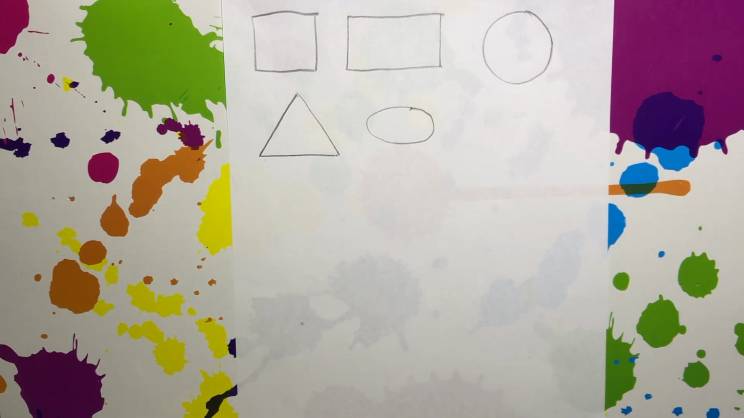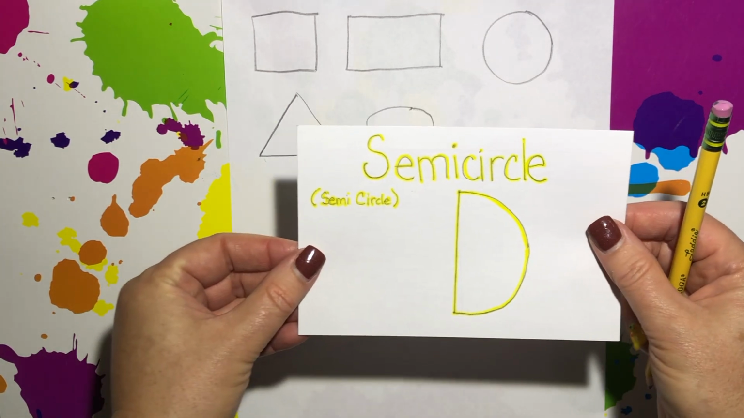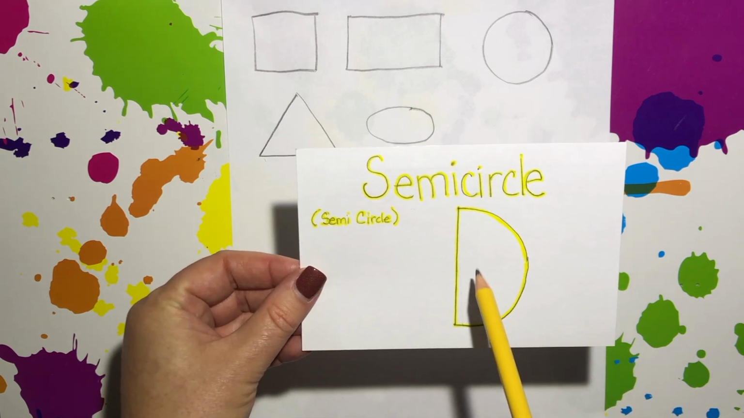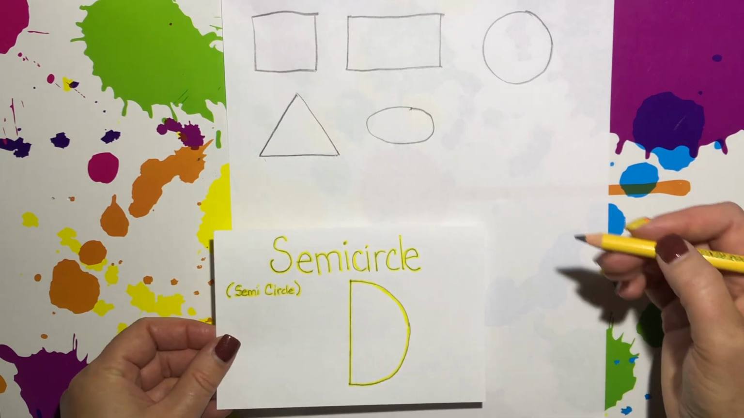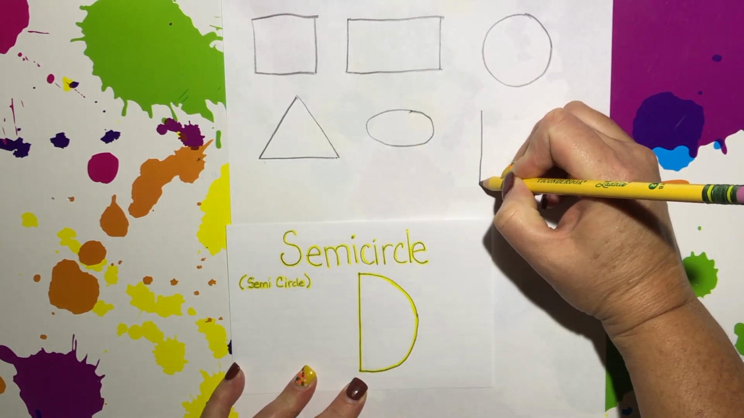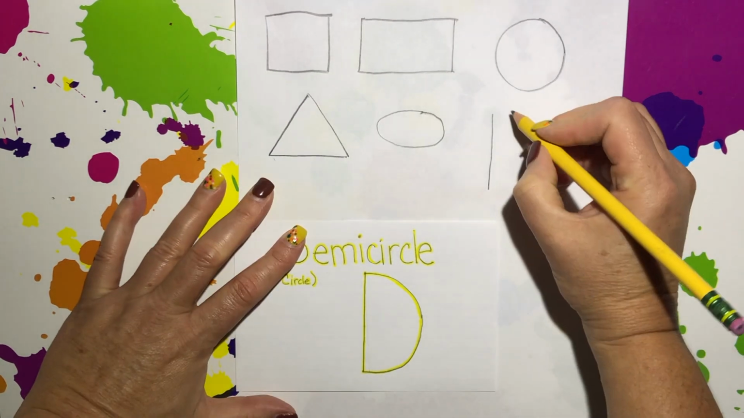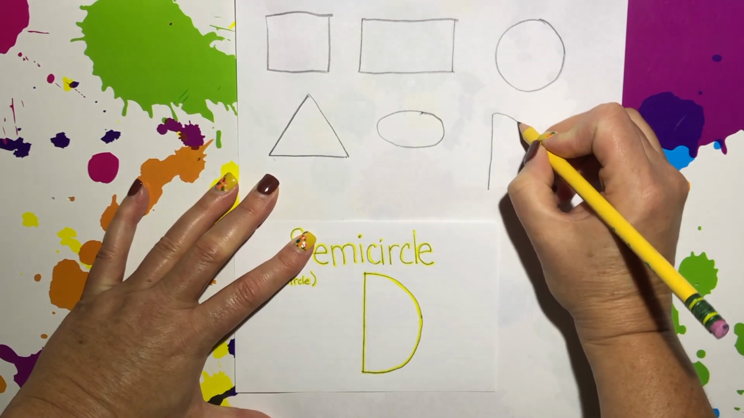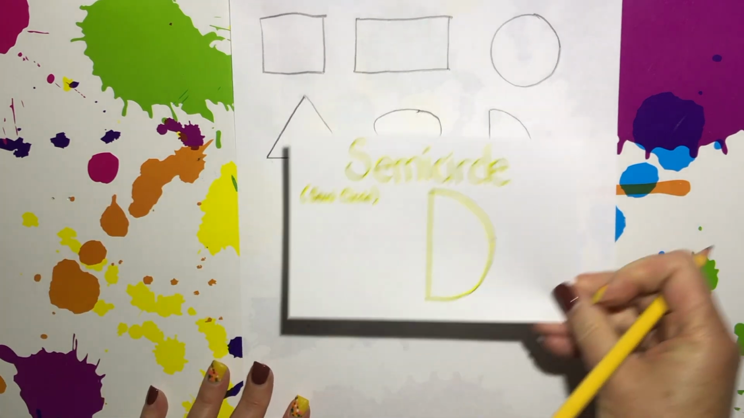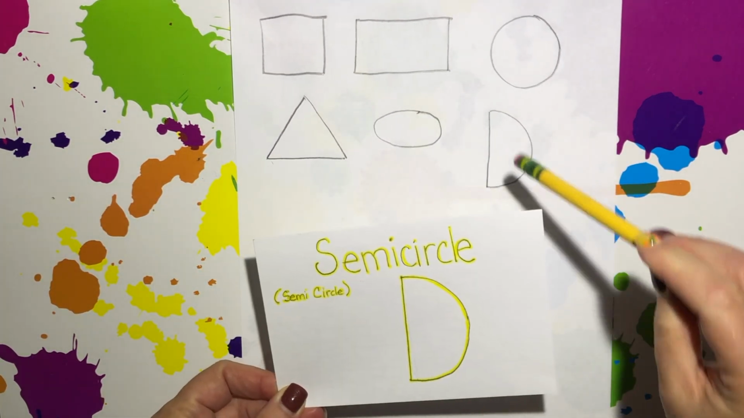The next type of shape we're going to draw is going to be a semicircle. A semicircle is half of a circle. So to create this, you're going to draw a straight line down, and then you're going to connect it with a curved line. This is called a semicircle.